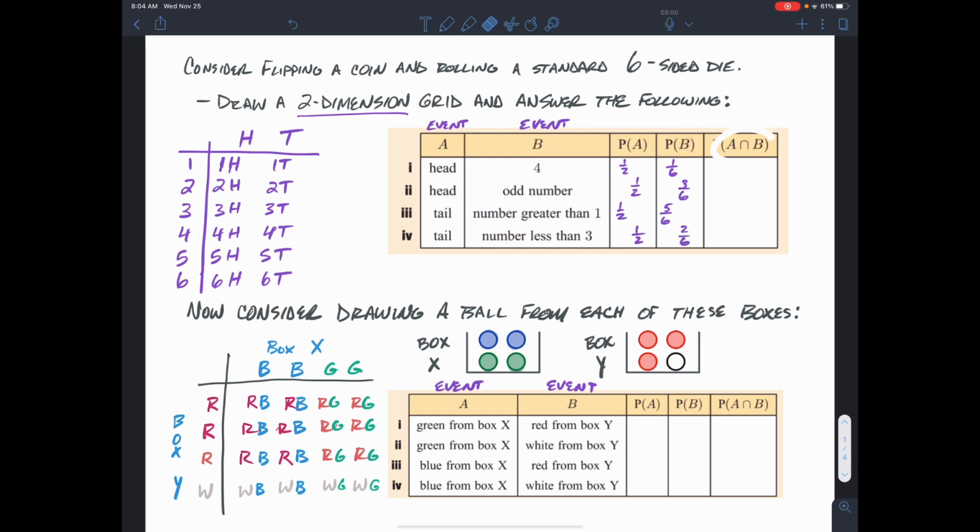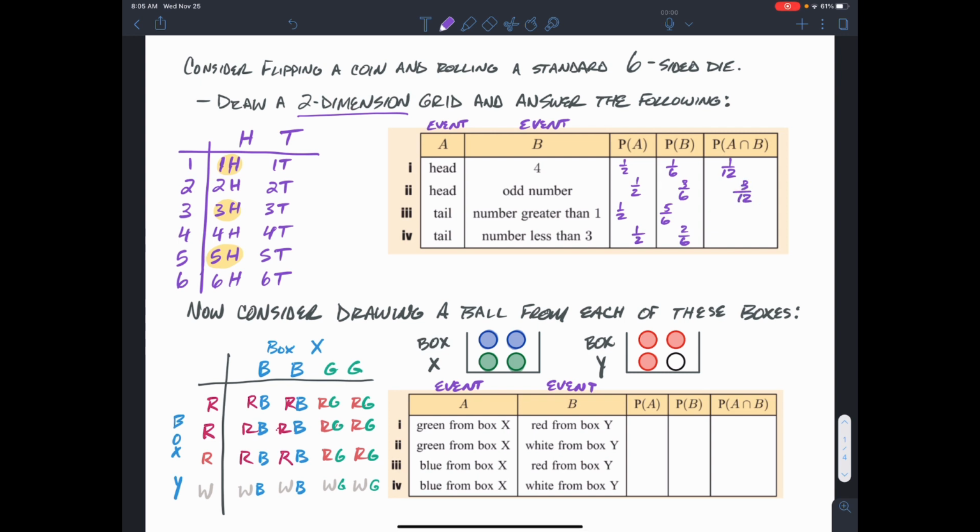Then when we start looking at the intersection of these two things, we're looking within the grid. Where are both of these things happening? So if we're looking at a head and a 4, that happens right here. So that's 1 time out of all 12 possibilities. And if you count up right here, we've got 6 possibilities and 6 more, so we've got our 12 possibilities. Then if we're looking at our odd number, head and odd number is right here, here, and here. So that's gonna be 3 out of our total 12 possibilities.